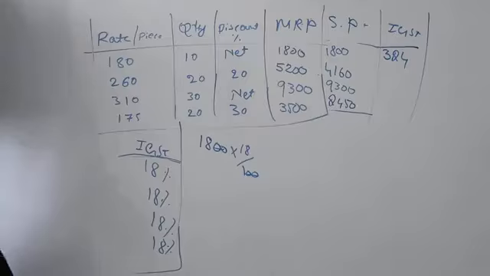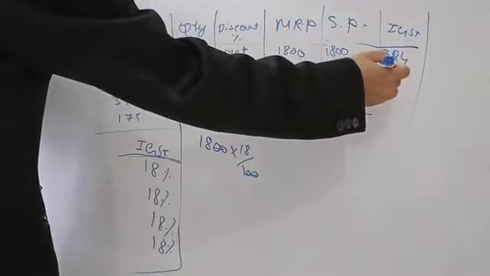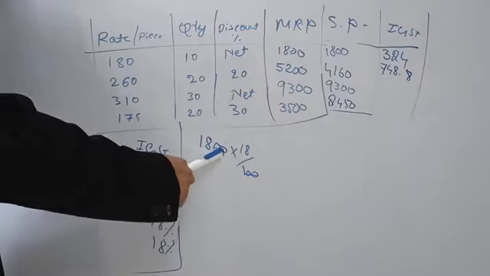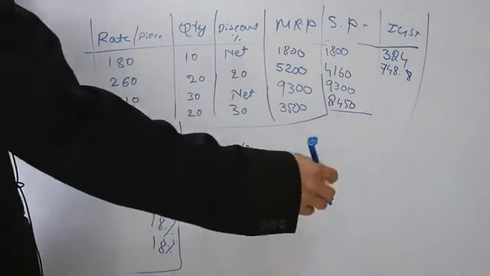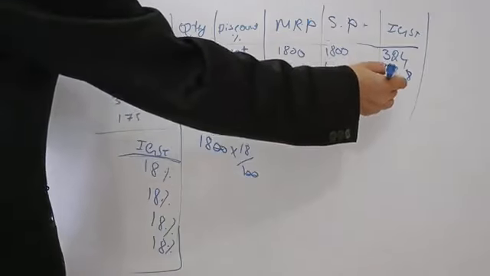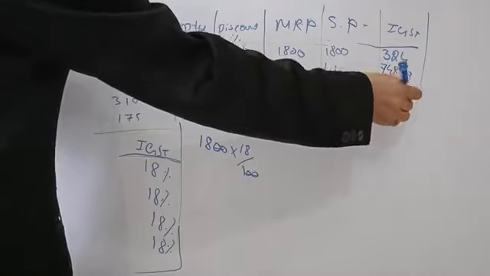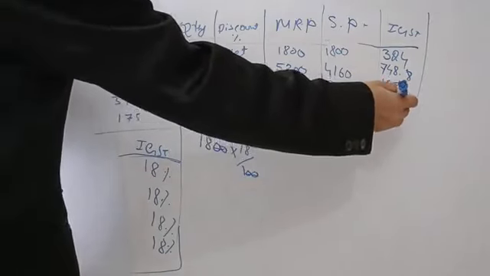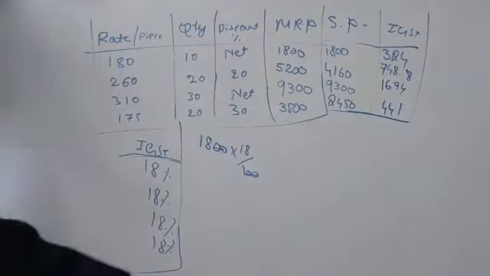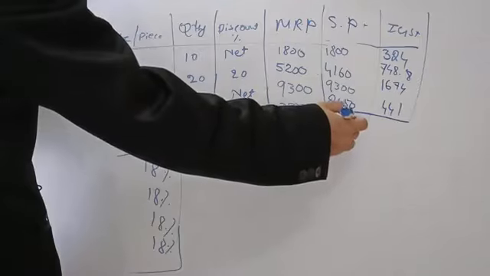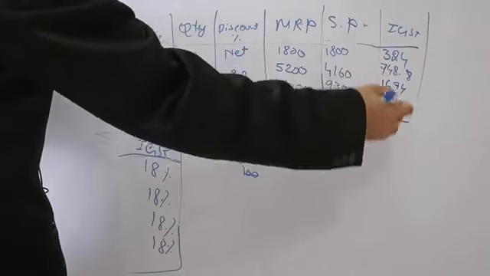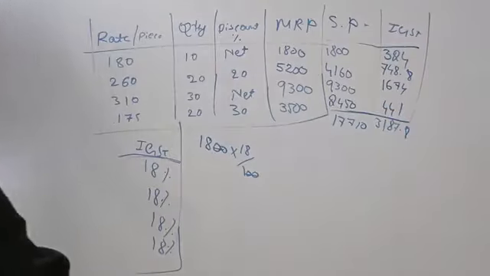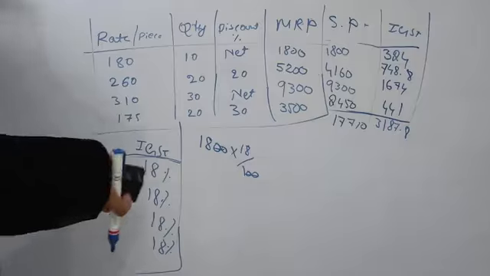For 4160, 18% is 748.8. Then 9300 into 18% is 1674. Then 2450 into 18% is 441. So our selling price total is 17,710 plus tax of 3,187.8. They are asking us to calculate the total amount of bill.